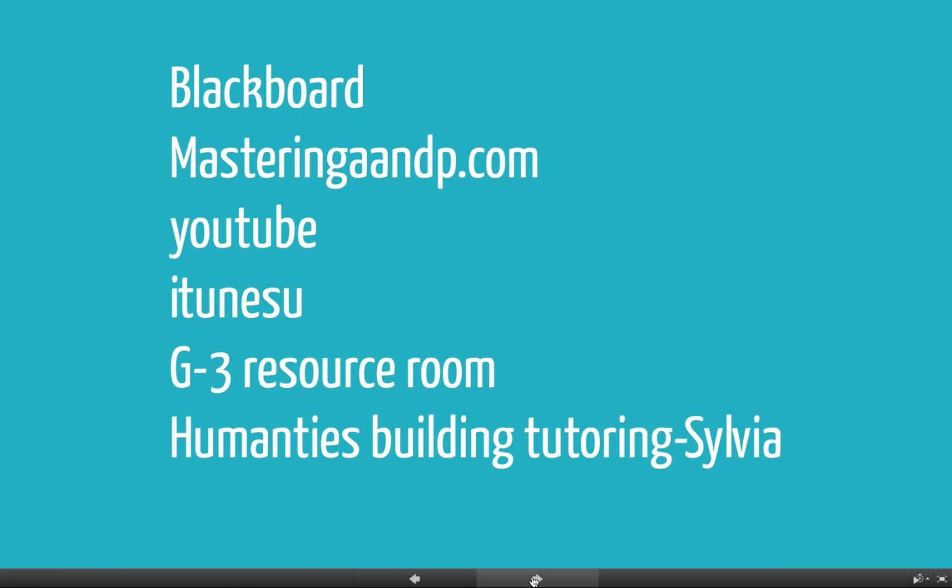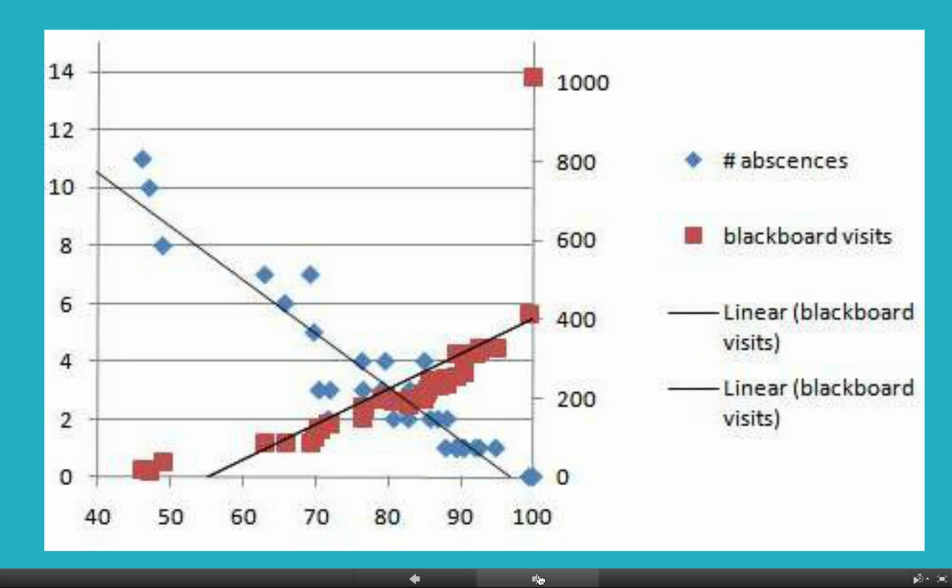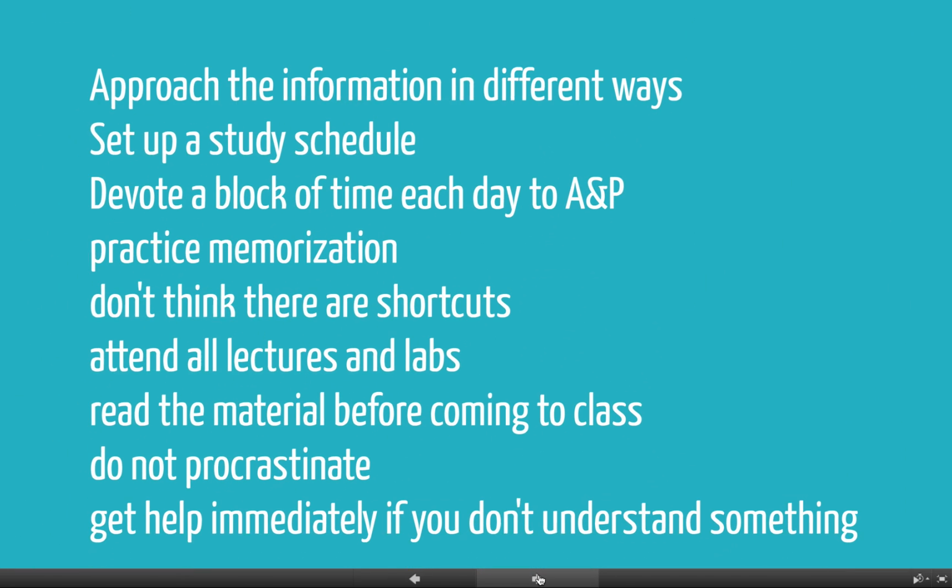I want to let you know first off some resources to help you succeed. The Blackboard site has lots of good things, and the course introductory video goes over that, as well as the Mastering A&P website. YouTube, if you want to learn anything, go to YouTube. iTunes U has several audio podcasts over anatomy and physiology. Those other two things are only going to help you if you're on campus, so we'll skip them. We're going to skip over this too.